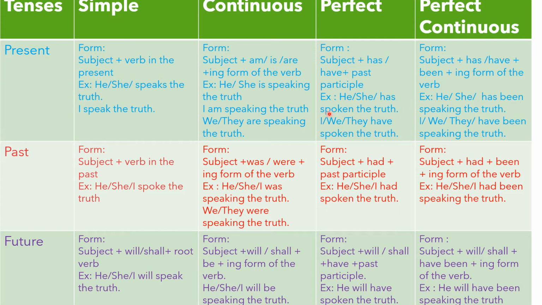Now, spoken is the past participle. The past participle of speak is spoken. Speak is the present. Spoke is past. Past participle is spoken. Past participles end in en or ed. So the example is he has spoken the truth. She has spoken the truth. Spoken is the past participle.